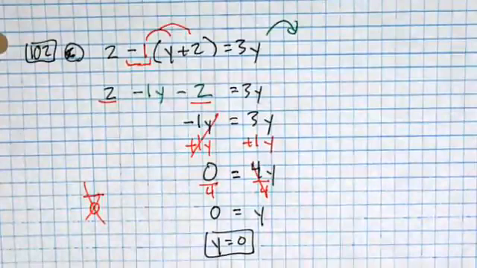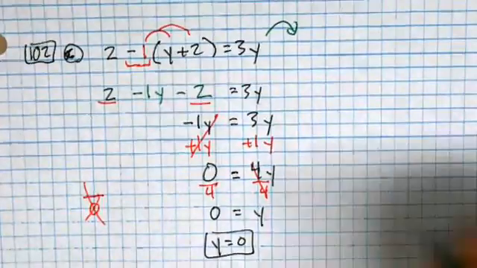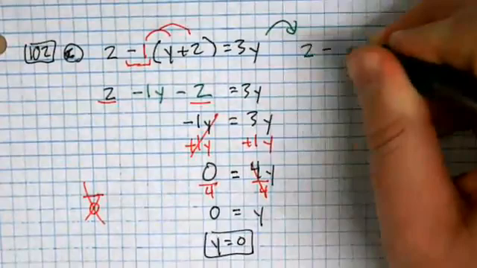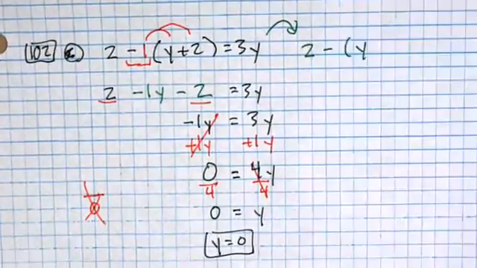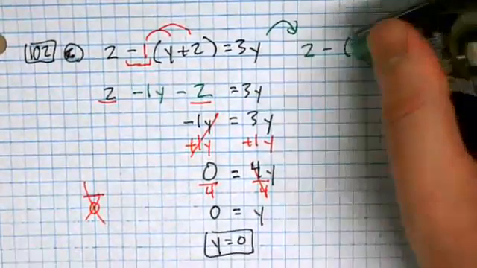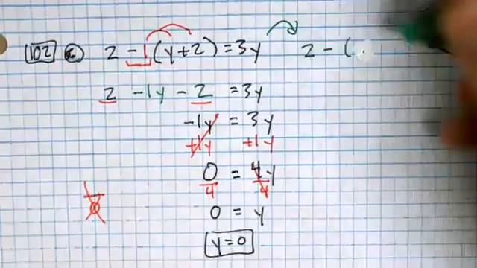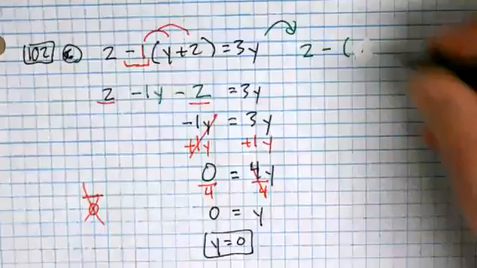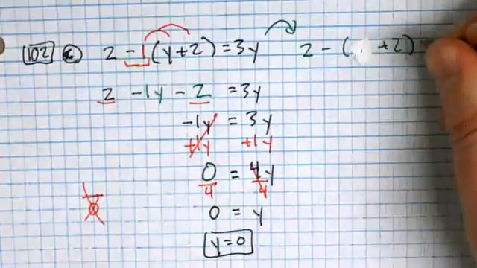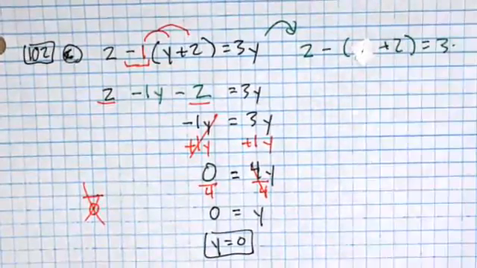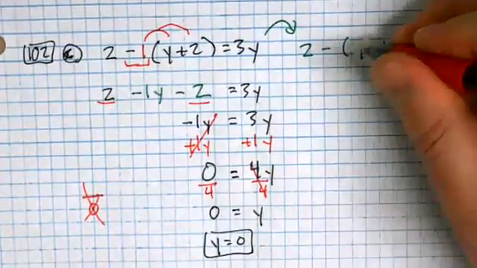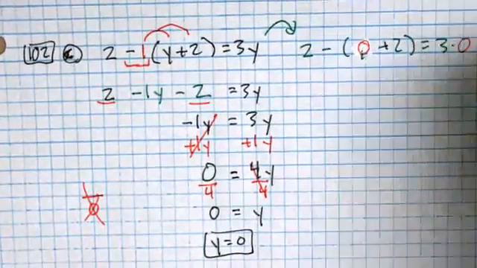No. Take this opportunity and do it right now. The original equation was 2 minus parentheses y plus 2. I'm going to leave the y out. y plus 2 equals 3 times y, and I'm leaving that y out also. And what do we think y is? I think it's 0. So put a 0 here and a 0 here.